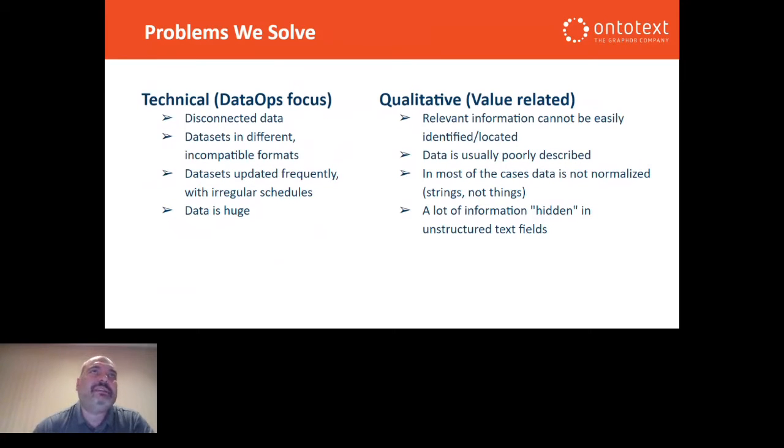In most cases, the data is not very well described, so it cannot be understood what type of information each of those data sets contains, or it's not very well normalized, so you cannot efficiently use it either for information discovery, but also for any downstream processing steps that can follow afterwards.